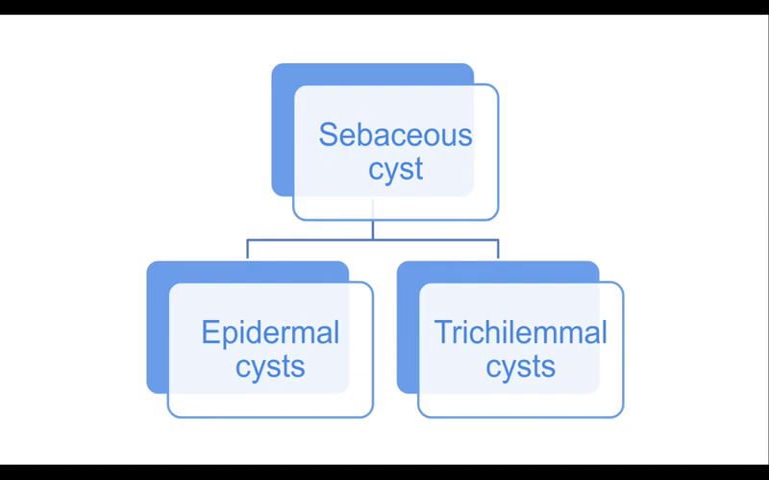When we talk about sebaceous cysts, we can classify them into two main types according to the histological subtypes. They are epidermal cyst and trichilemmal cyst. Epidermal cysts develop from squamous epithelium, and trichilemmal cysts develop from the hair follicle epithelium. They are the most common on the scalp, and they can rarely undergo malignant transformation.